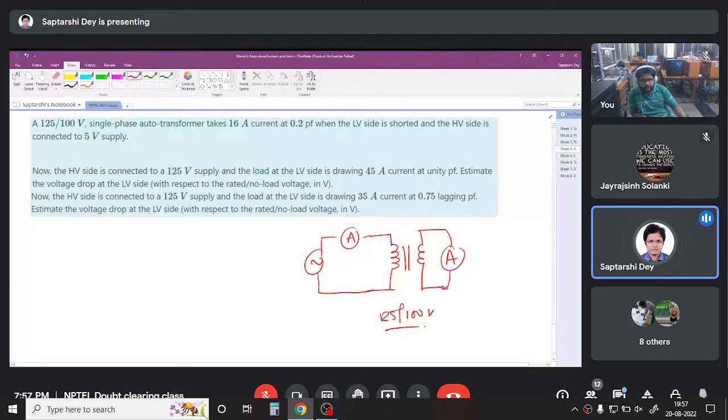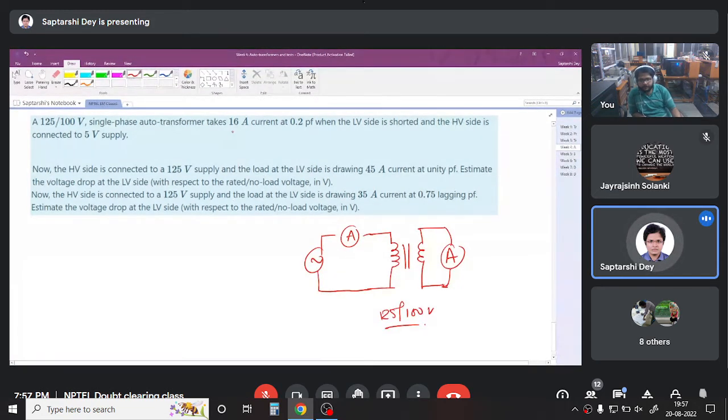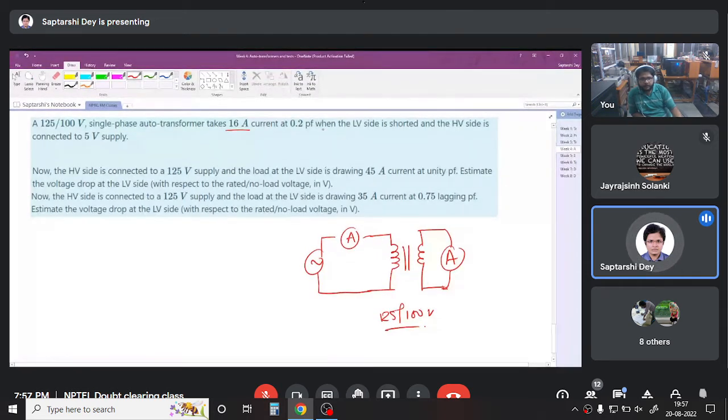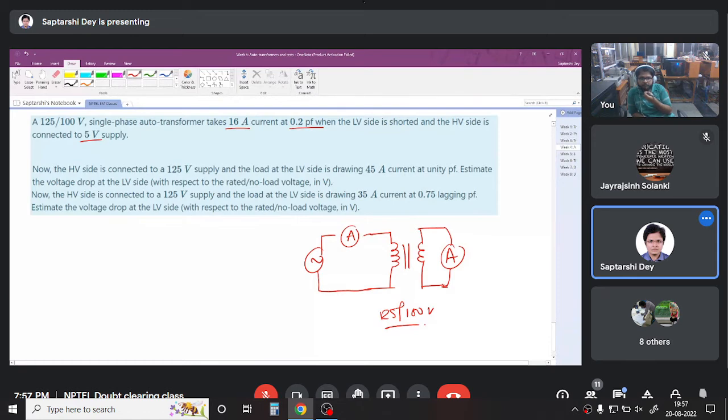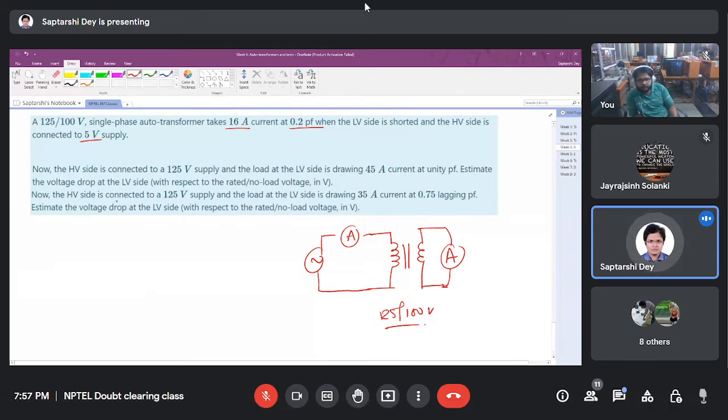Okay, so I think there is some problem with your audio. So this is the short circuit test arrangement, and what we got is, it is taking 16 ampere current at 0.2 power factor at 5 volt supply. So what we have to find out is the impedance of the transformer.